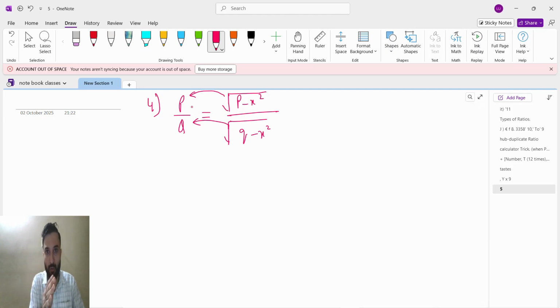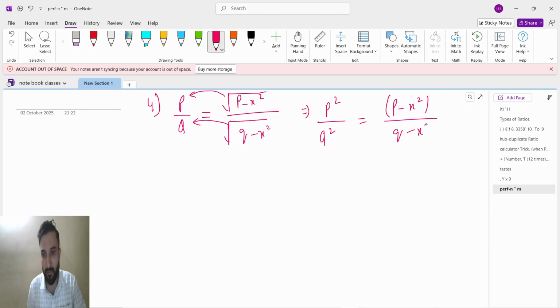If this side is a cube, when it goes to the other side, it becomes a cube root. Same thing: if this side is a square root, when it goes to that side, it becomes a square. So it is P square by Q square equals (P minus x) square divided by (Q minus x) square.